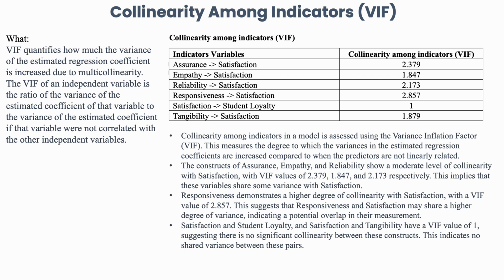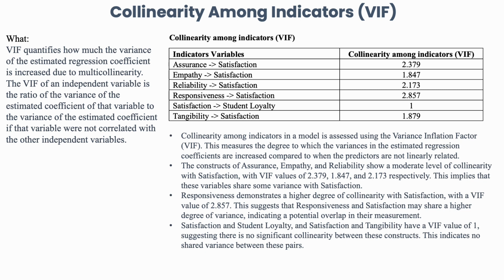Now, what is VIF? VIF quantifies how much the variance of the estimated regression coefficient is increased due to multicollinearity. The VIF of an independent variable is the ratio of the variance of the estimated coefficient of that variable to the variance of the estimated coefficient if that variable were not correlated with the other independent variables. Now, looking at the outcome of the analysis from this assignment for the collinearity among indicators, or VIF, what are some of the findings?